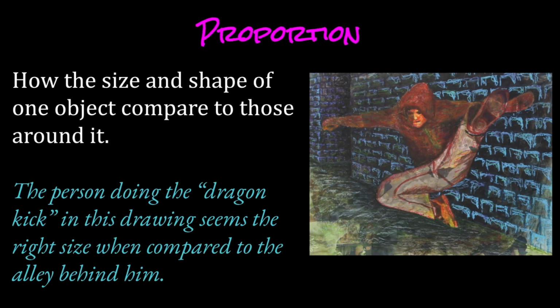Last but not least, we have proportion, which is how the size and shape of one object compare to those around it. Here you can see a person doing a dragon kick in an alley. The person looks proportional to the building because the bricks are smaller than the person, which is normally the way bricks look on a building when compared to the human body.